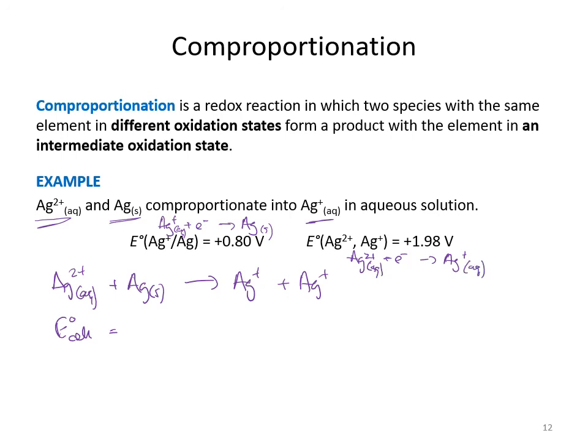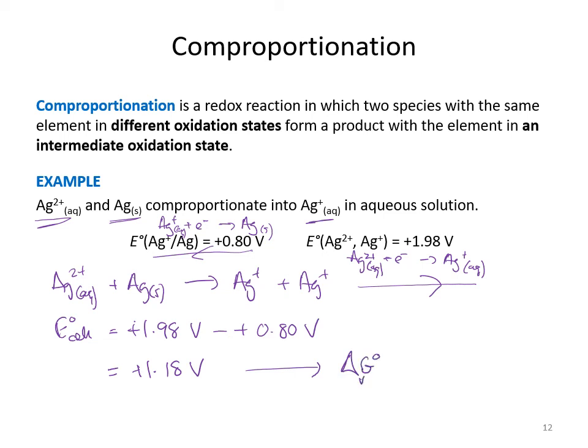So clearly the one on the right hand side is going in that direction, and the one on the left hand side is going in that direction. In that case we have plus 1.98 volts minus plus 0.80 volts, and that gives us plus 1.18 volts, which is a pretty big number for our E cell, and it's very positive. We can calculate the delta G, but we can already say it's going to be negative, and it's also large.